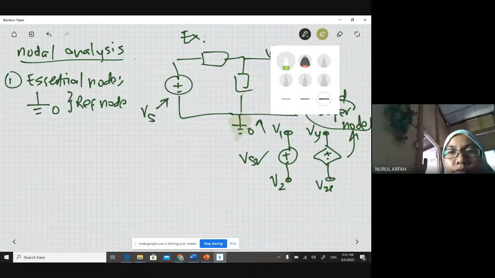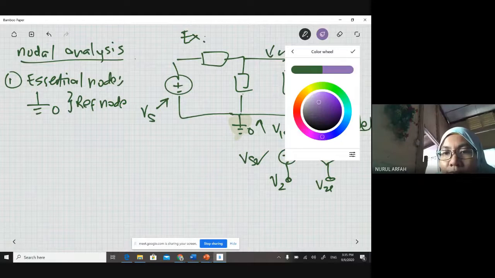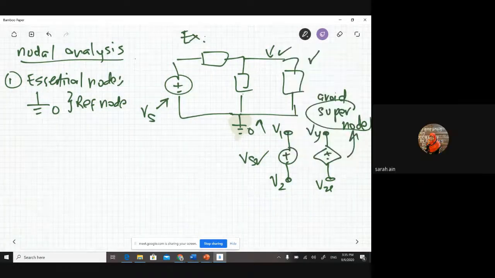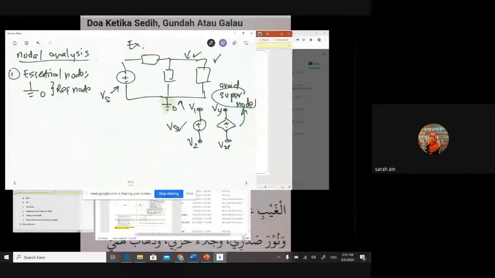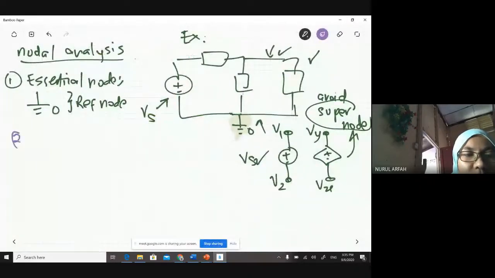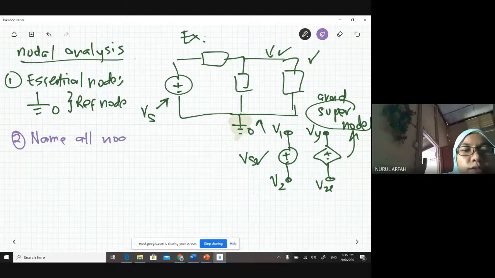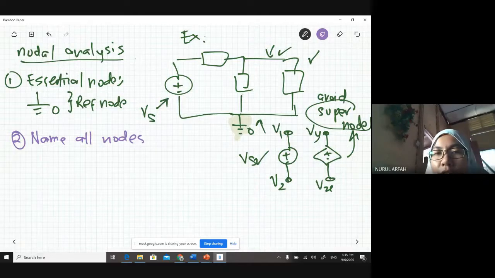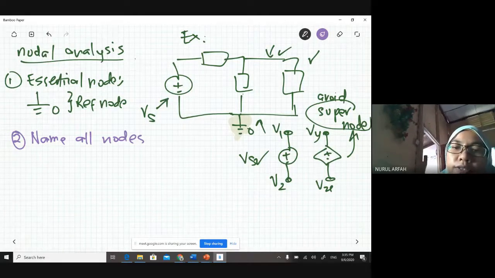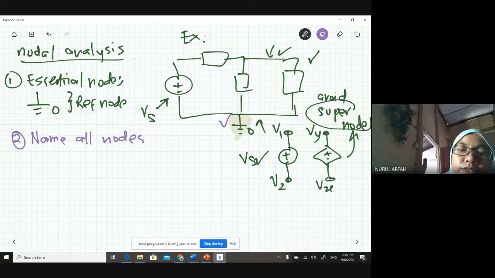Second, what should you do for nodal analysis? Can you guess? Name all the nodes, right? Yes, you name all nodes. So over here, how many nodes do you have? Let's see. This is already named, right? What is the name of this node? Yes, the reference node, 0 volts.